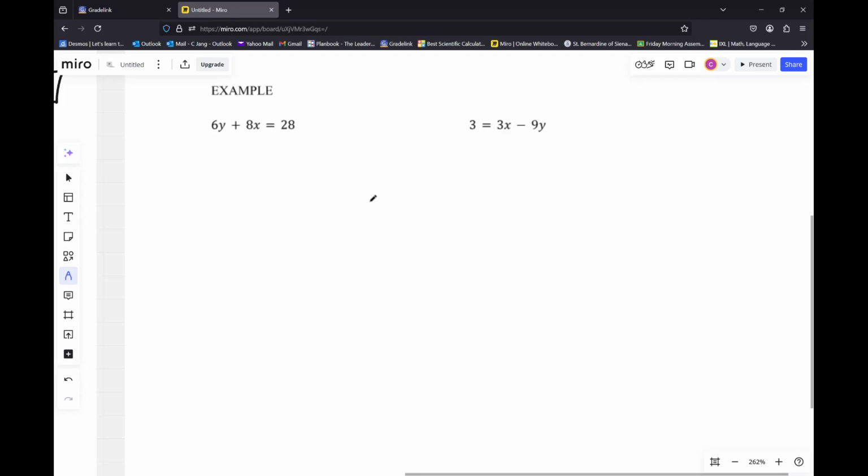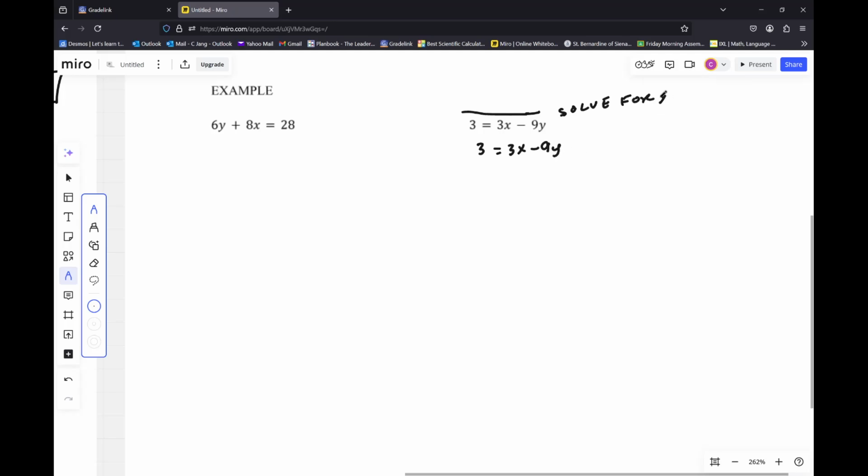So the way I'm going to do this, just because the numbers here are smaller, I'm going to start with that one. I'm going to solve this one for x. Sorry, I keep hitting the wrong button on this thing. Okay, so I get 3 is equal to 3x minus y, or 9y.